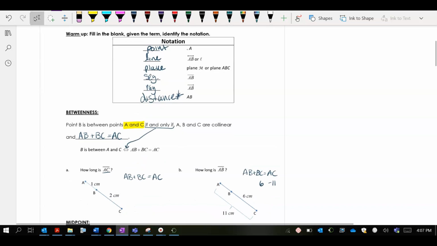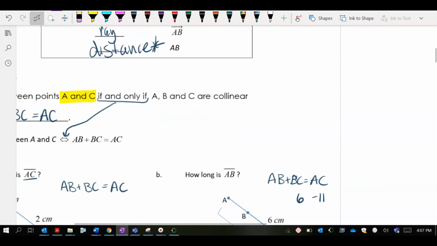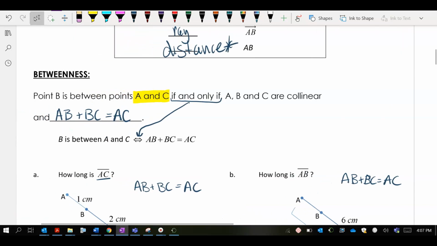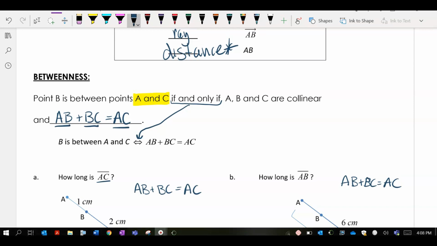Okay, so first we're going to talk about betweenness, and I just realized I have a couple things drawn on here. Okay, so betweenness is when point B is between points A and C if and only if A, B, and C are collinear. So collinear, remember, is when they all lie in the same line. Then we can say that AB plus BC equals AC. Okay, so what does that look like? We're going to do an example.